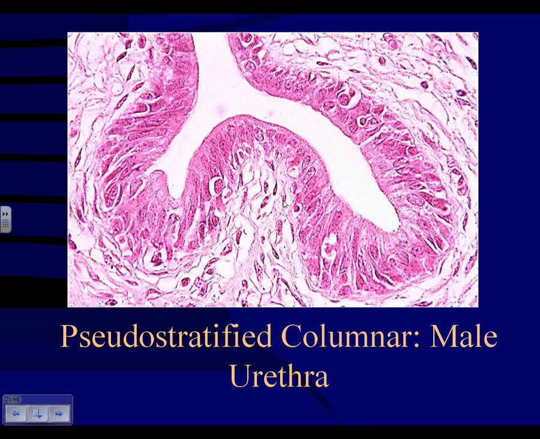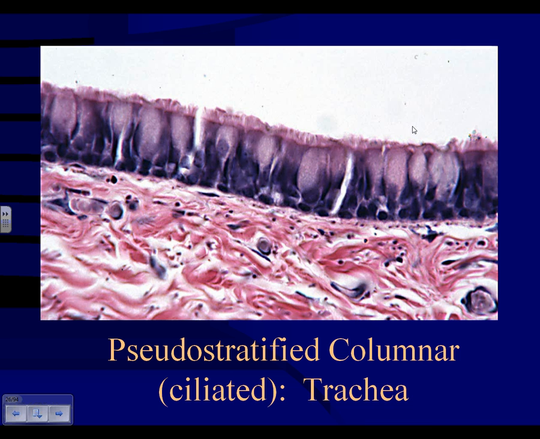So this is what the male urethra looks like. Again, these tall, skinny cells appear to be in two different layers, but they are in fact just one layer because they're all touching the basement membrane. You're going to see a lot of these as cytologists.